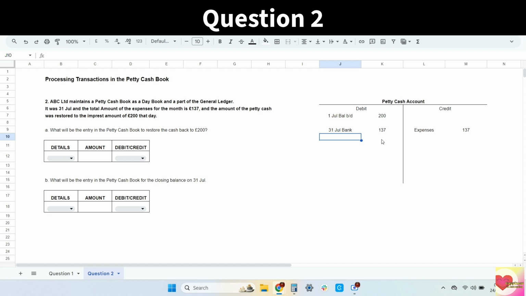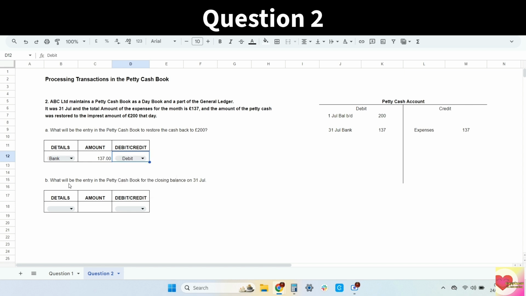Now we have the details to answer letter A. For the details, let's enter bank. For the amount, it's 137. And for the side, either debit or credit, it's debit.